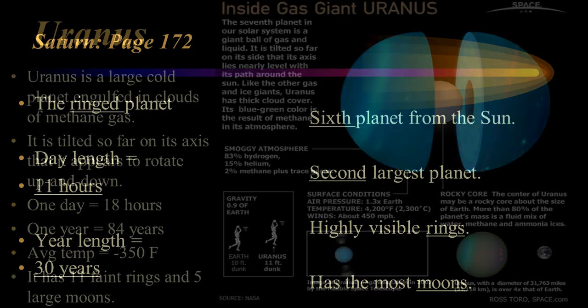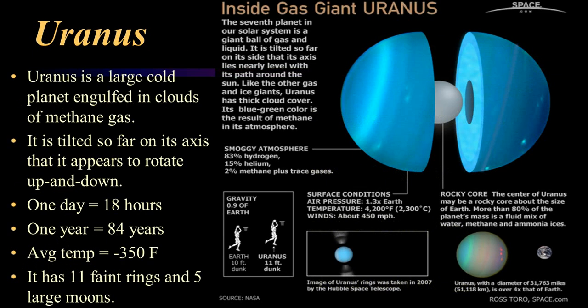All right. Moving on to Uranus. So it's a large, cold planet. In fact, I believe some people called this not a gas giant, but something else, a cold giant or something like that. So it has clouds of methane gas.